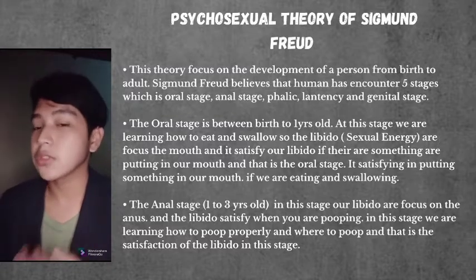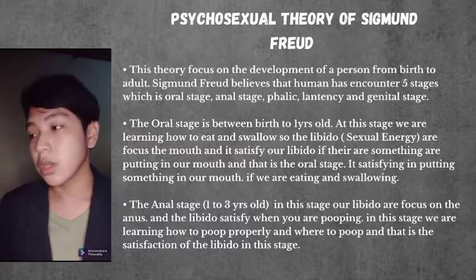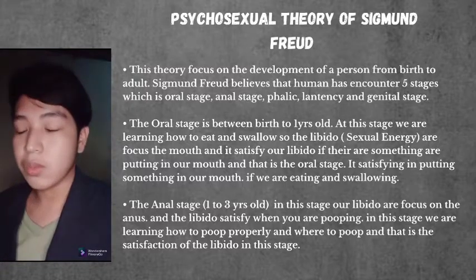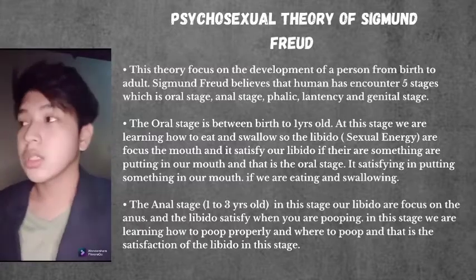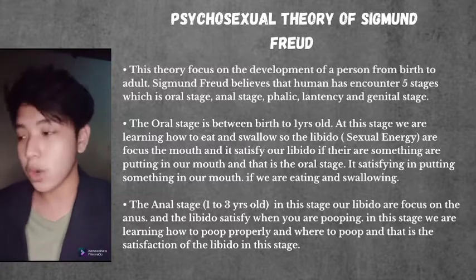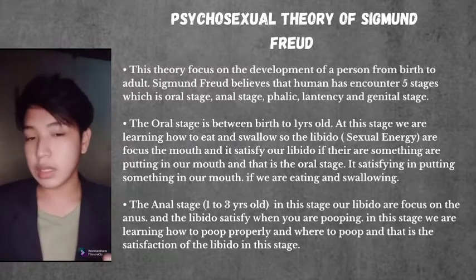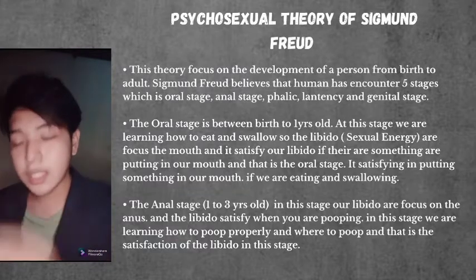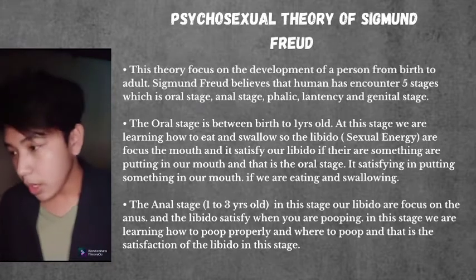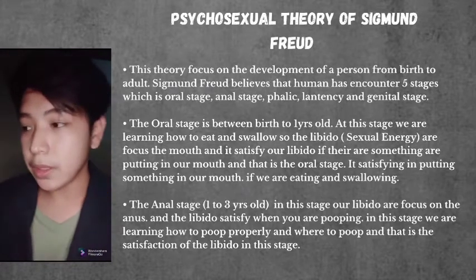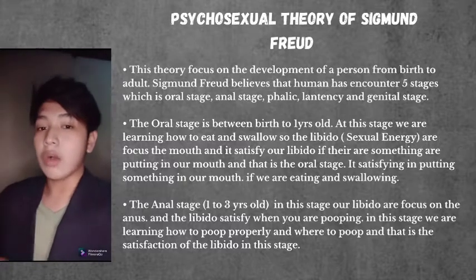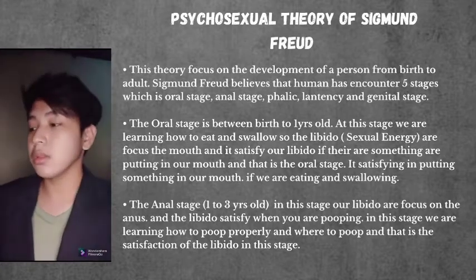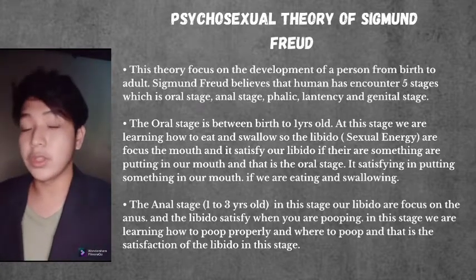We are satisfied by putting something in our mouth, which is eating and swallowing, and that's when we move on to the next. So the next stage I will discuss is the anal stage, 1 to 3 years old. In this stage, the libido is focused on the anus, and it is satisfied when you are pooping and defecating. In this stage, we are learning how to poop properly and where to poop. So that is the satisfaction of the libido in this stage.